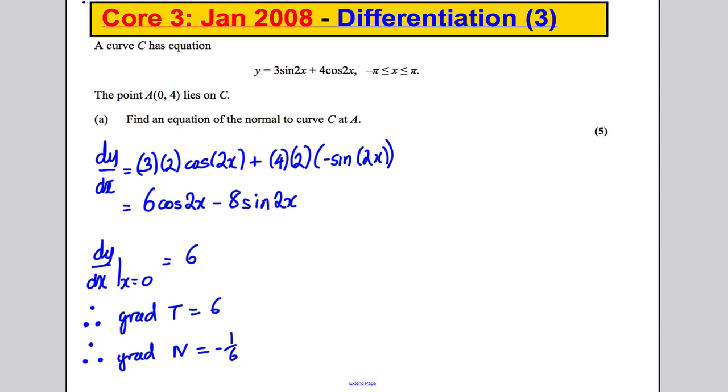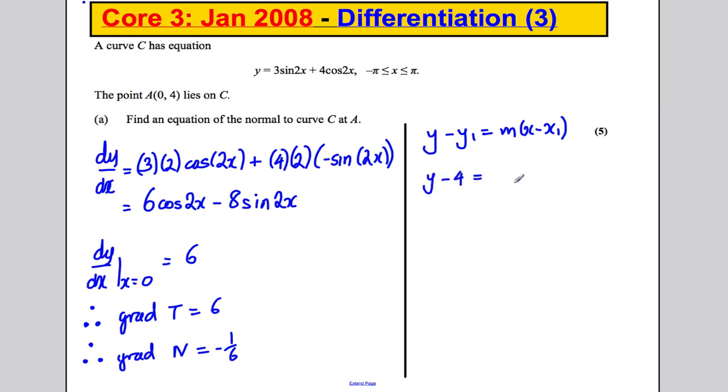Okay, and then you can substitute in. Now again, you should work down the page. I'm going to just work beside to save some space. You're going to use the formula y minus y1 is equal to m times (x minus x1). And you know that (0, 4) lies on the line. So y minus 4 is equal to negative 1/6, x minus 0, which is just x.